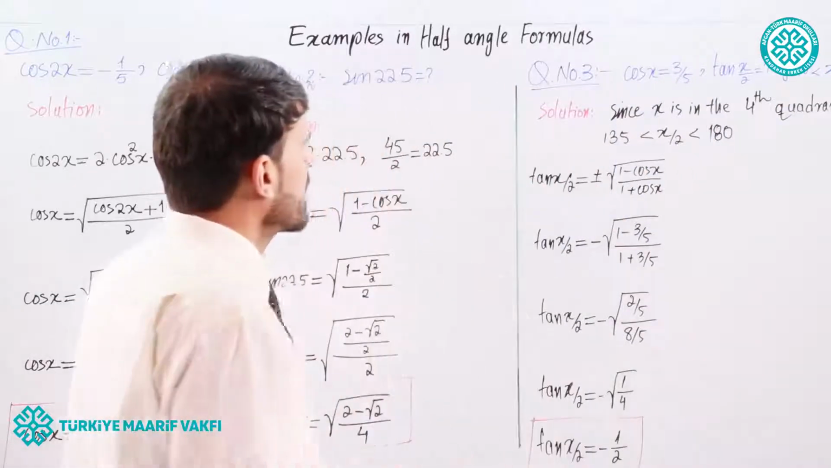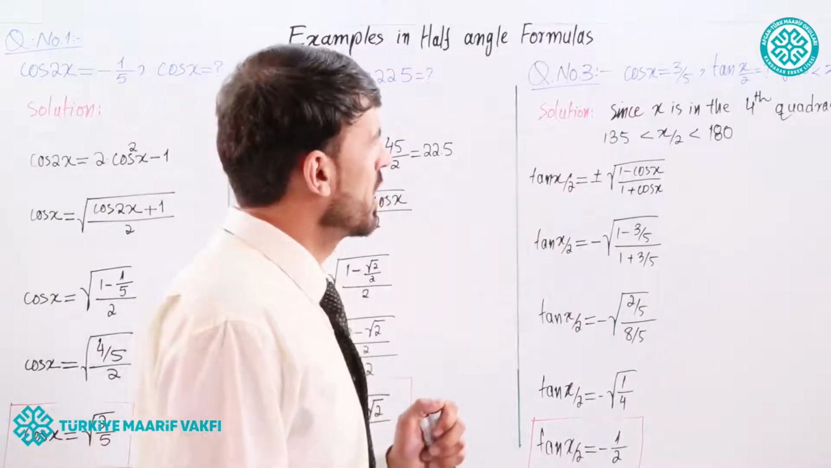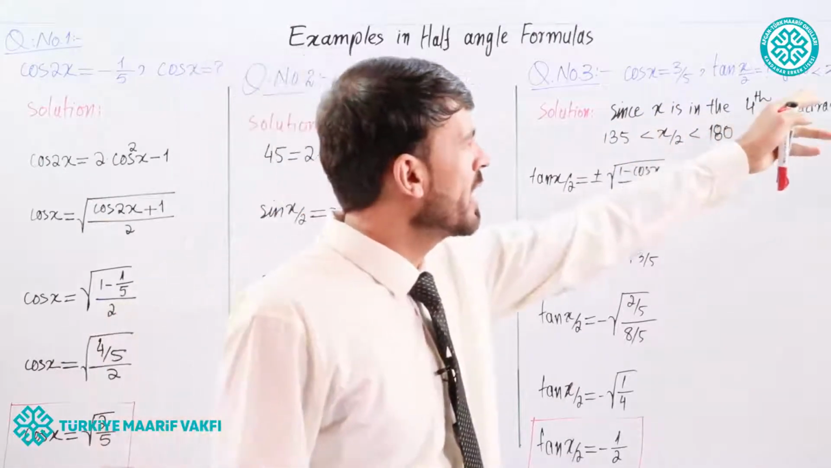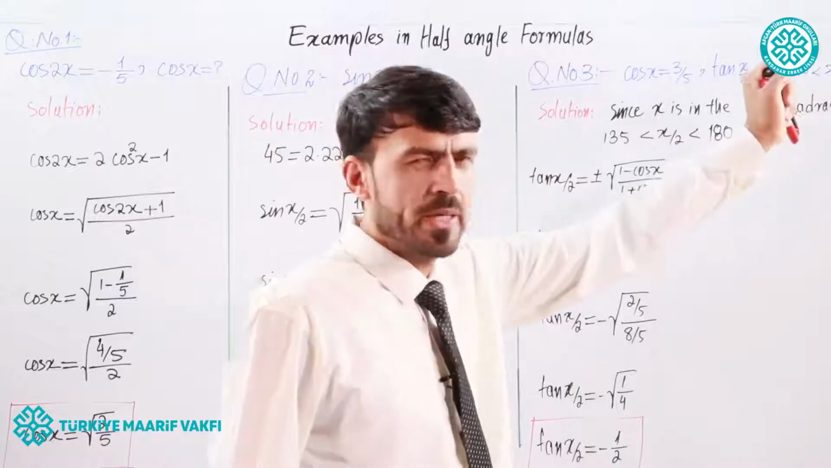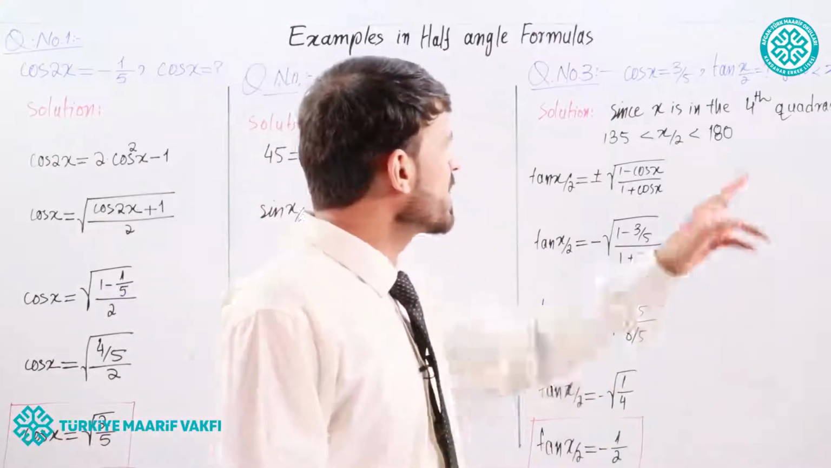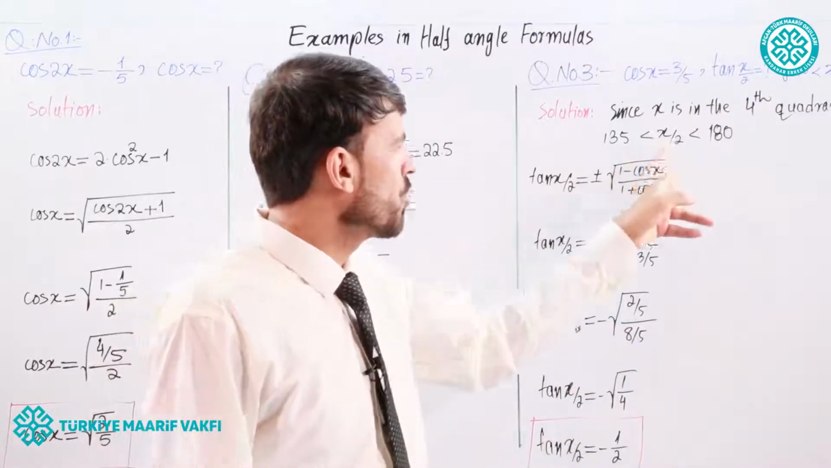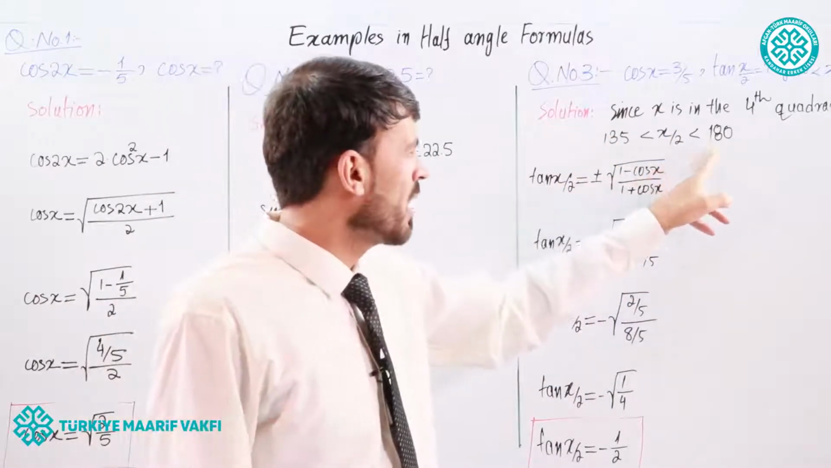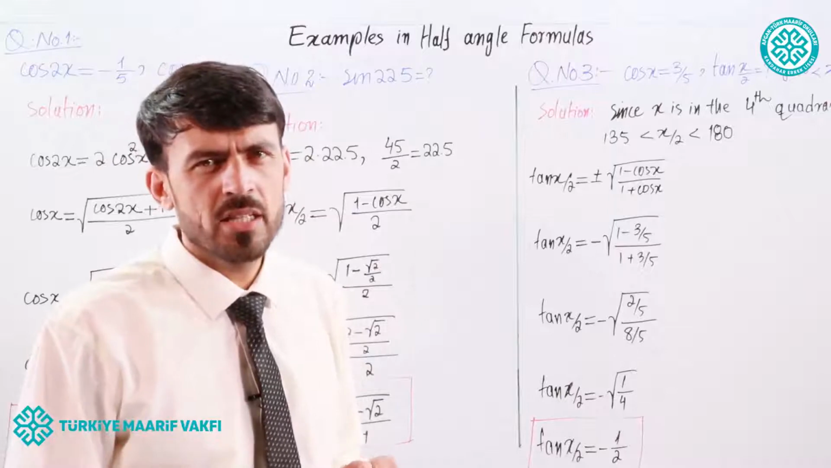And in the third example, cosine x is equal to 3 over 5. We should find tangent x over 2 if the angle is greater than 270 and smaller than 360, so x locates in the fourth quadrant. Here, if x locates in the fourth quadrant, x over 2 will be greater than 135 and smaller than 180, or x over 2 locates in the second quadrant.